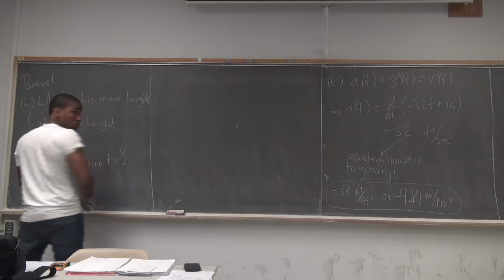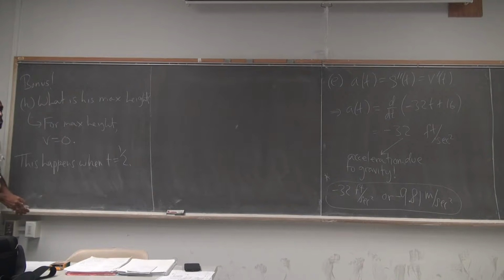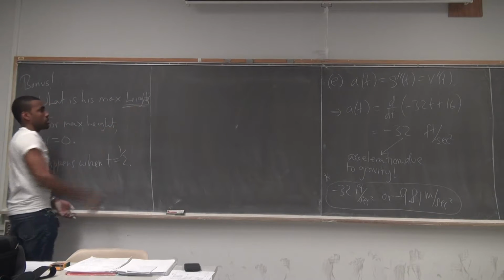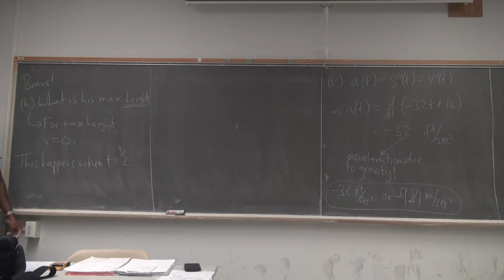Well, I'm being asked about height, so what should I be looking at? The original function. That was the function that told me about height. I know the velocity equals 0 at time equals a half, so what's the max height? Or how do I find it? That's the approach. You plug in a half into the original function.